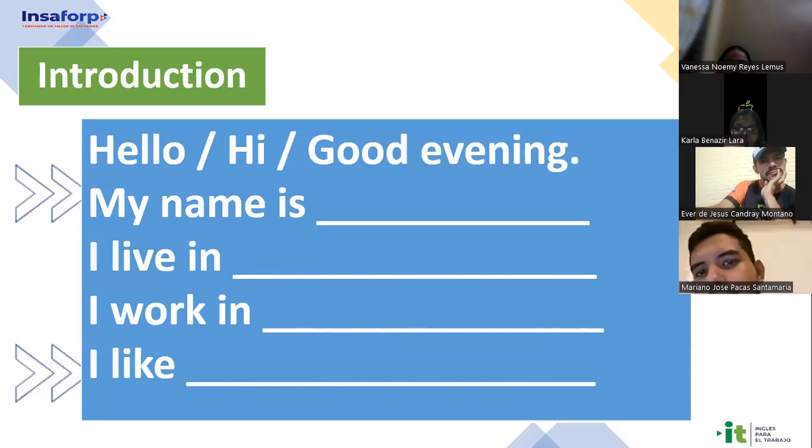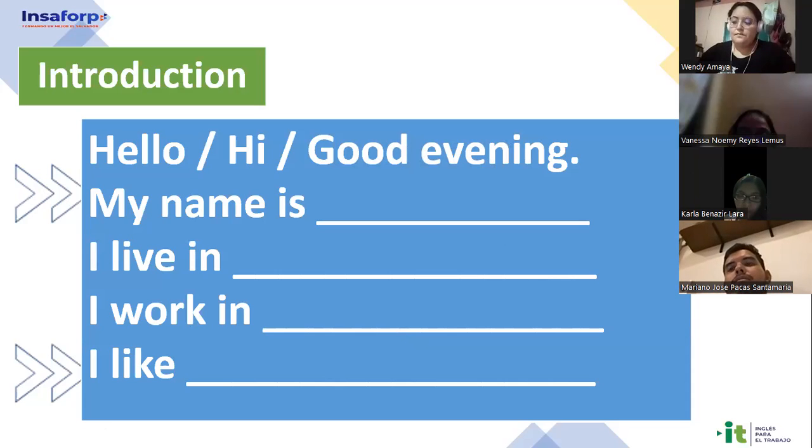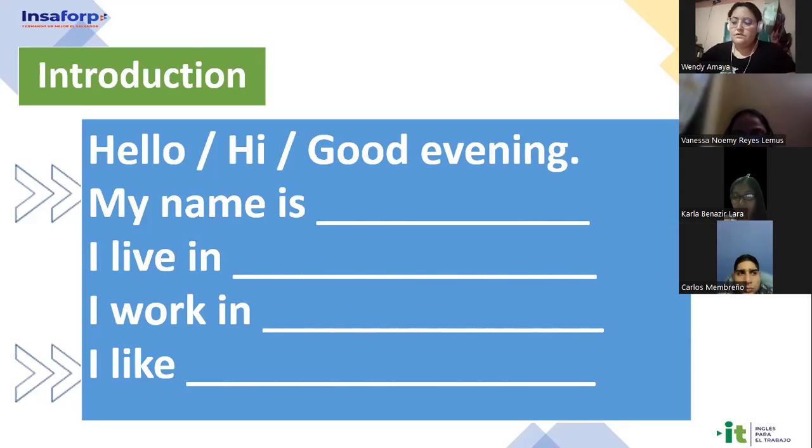Then we're going to introduce. And the first introduction is going to be me, right? Hello. Good evening, everybody. My name is Javier Gomez. I live in Mexicanos. I work in Inglés Corporativo, and also I work in Mined, right? I like many things. I like pizza, yummy, yummy. I like to go to the mountains. I like Alianza, Albos, right? I like Barcelona, okay? And I like dogs, I like the dog, right? So that is me.